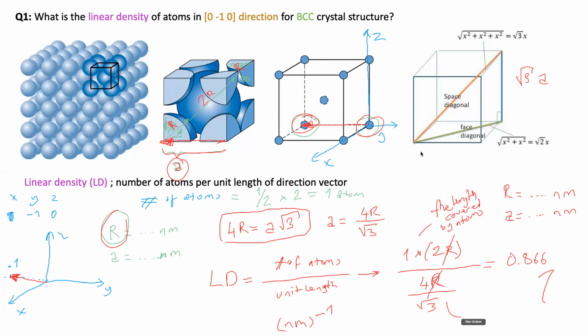Over the whole length of the vector. That ratio gave us the linear density for that specific direction in that specific crystal structure.